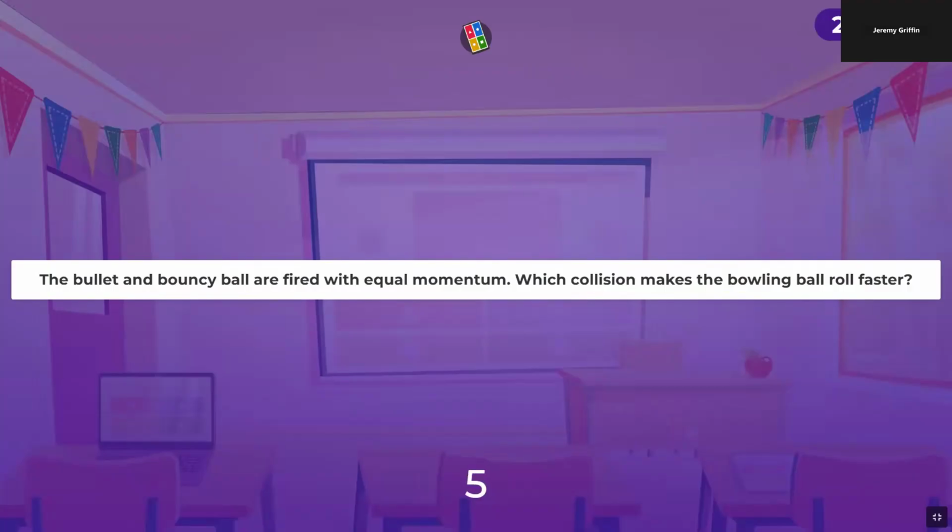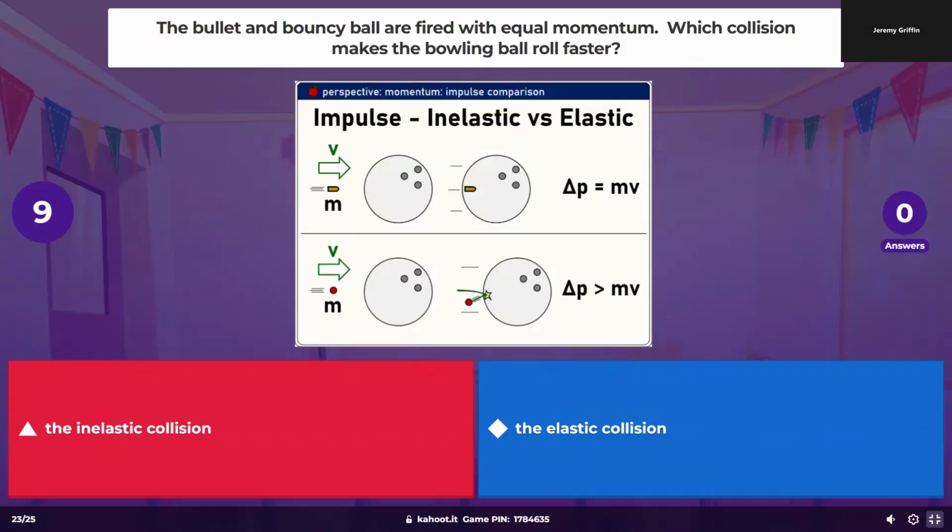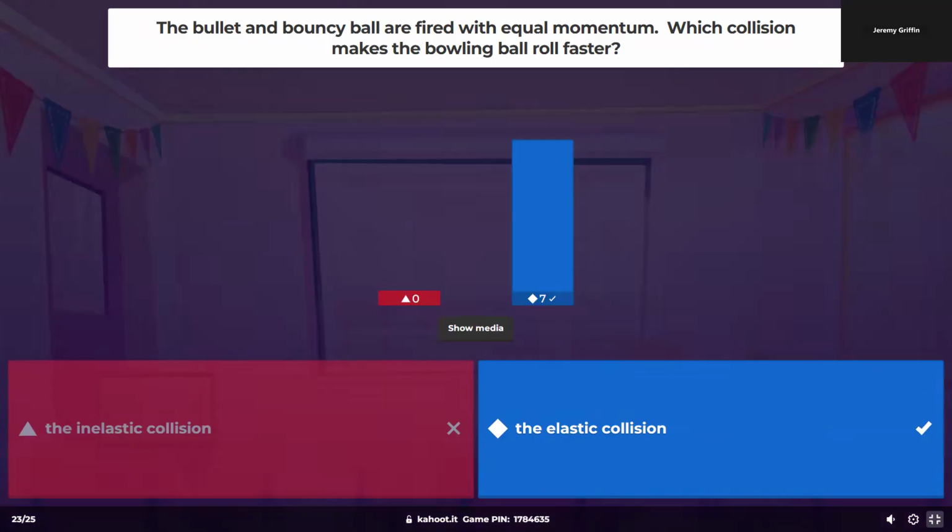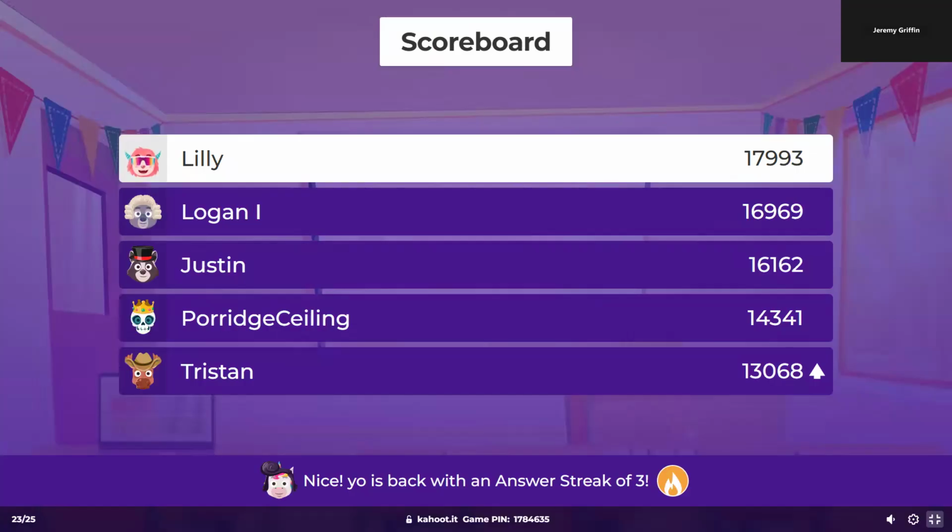Bullet and bouncy ball fired with equal momentum. It's at 5 units or whatever. Which collision makes the bowling ball roll faster? I knew which one it was, I couldn't figure it out. Okay, so we've gone over this a few times recently. You guys got that?